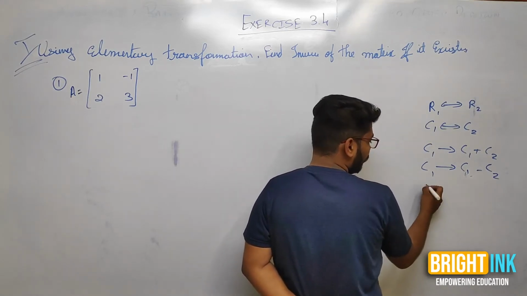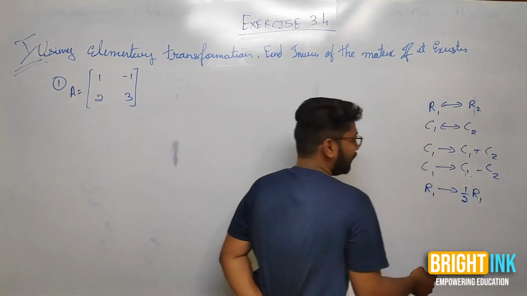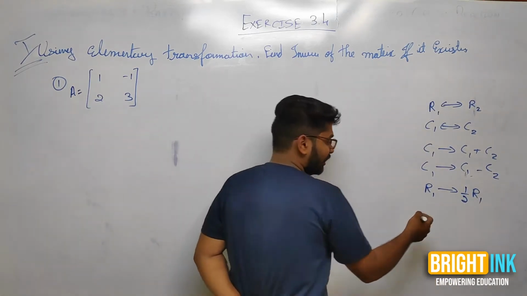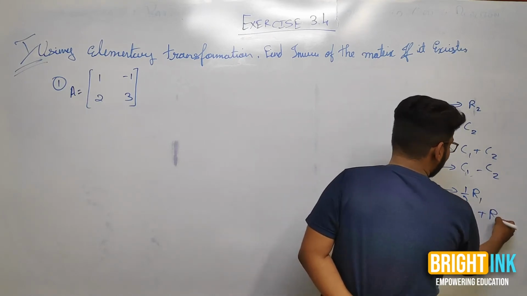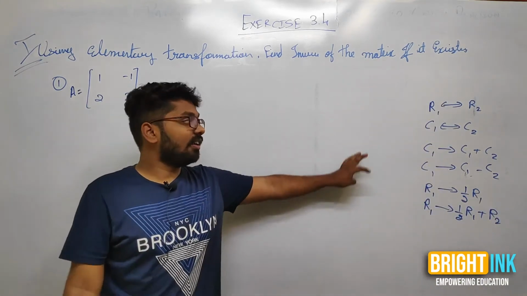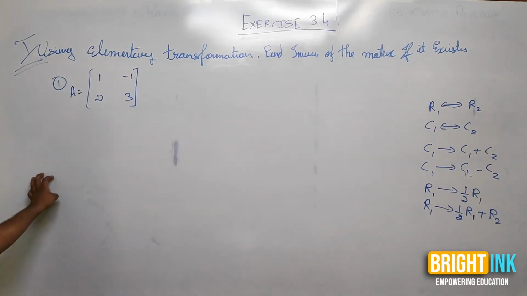Now row 1 changes to 1 by 2 times row 1. You can even write it as R1 changes to 1 by 2 R1 plus R2. You can do all such operations which are required in order to find the inverse.